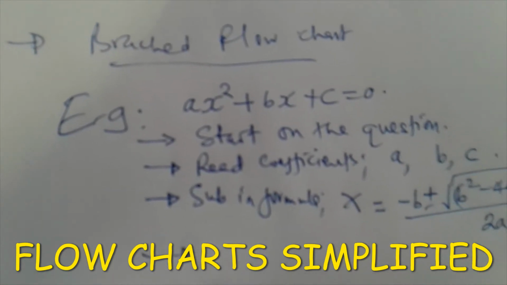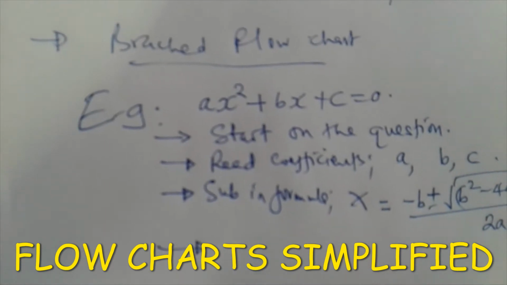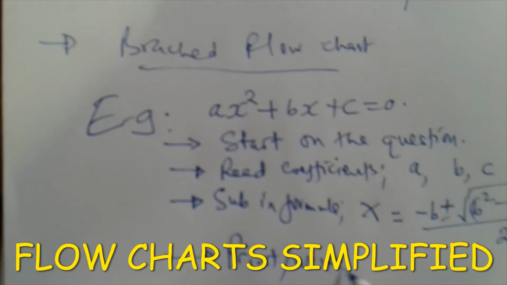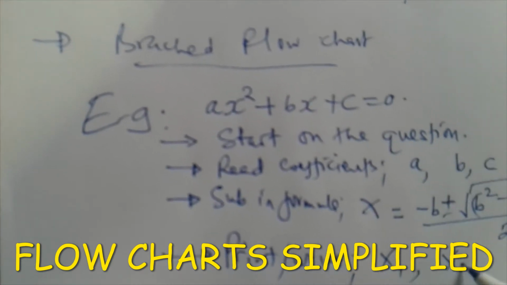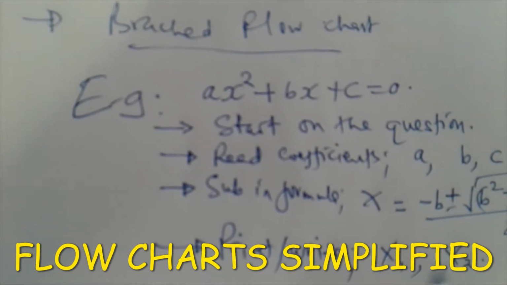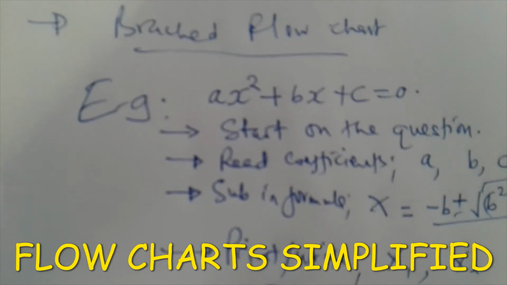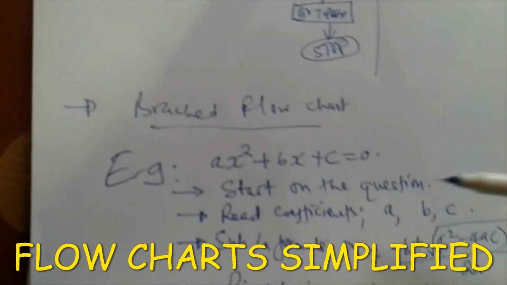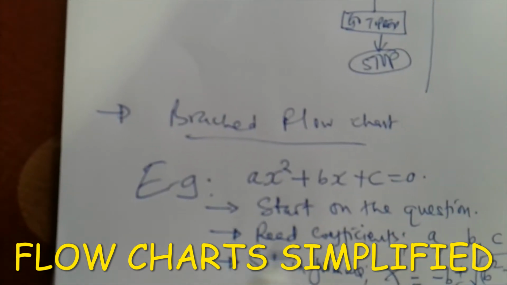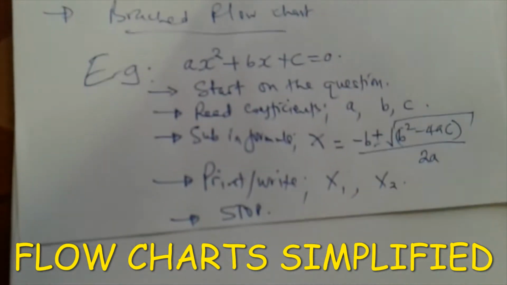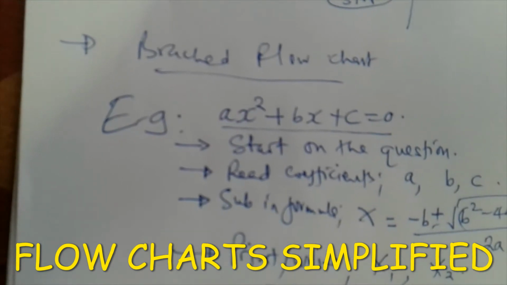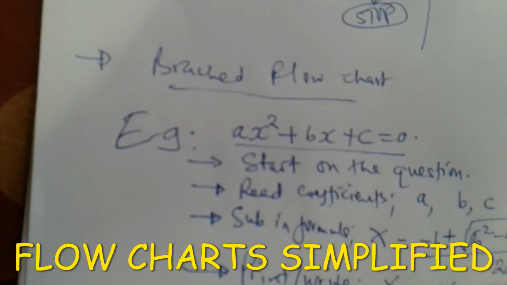Then you command the program to print or write the values of x, x1, then x2. Then the computer or the calculator will give you these values. Then the program stops. So this is an example of an algorithm: steps that are clearly written down to solve a problem. Like you want to solve a quadratic equation, so this is a procedure, and we call it an algorithm.